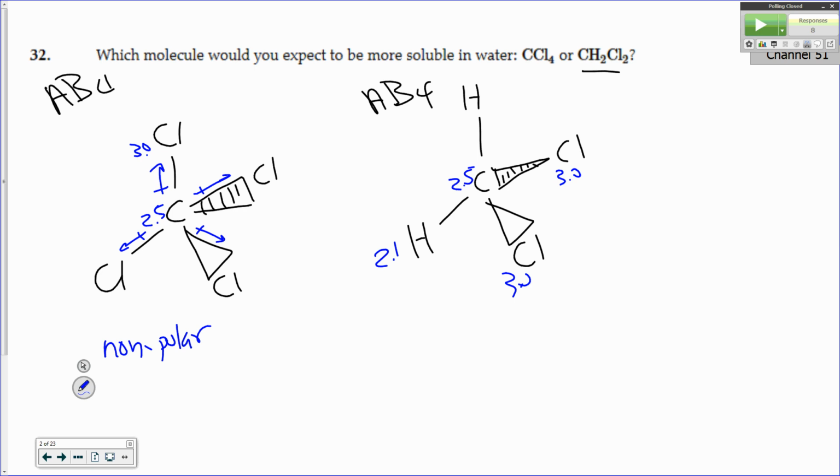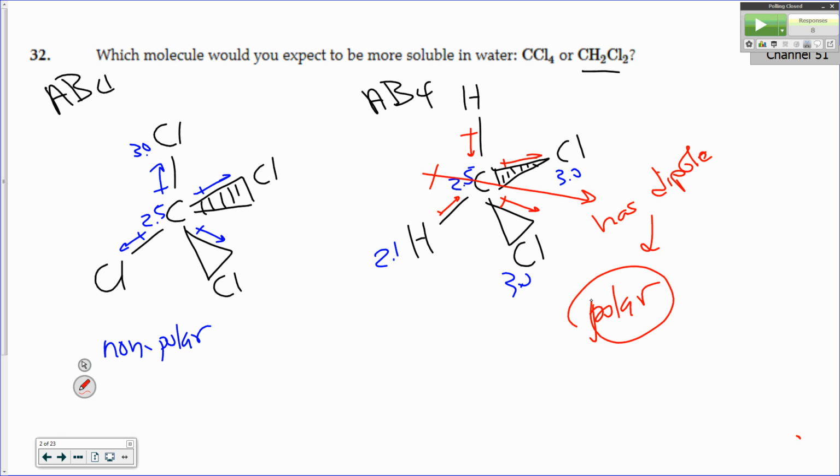Now, if we look at the one on the right-hand side, there is a pull in this direction from the hydrogen to the carbon, and then there's a pull in this direction from the chlorine to the carbon. So the net result is that everything's pulling kind of in between the two chlorines. So this has a permanent dipole. And the fact that it has a dipole means that it's polar, and polar we associate with liking water. So the one that's going to be more soluble in the system is the one that's non-symmetric.